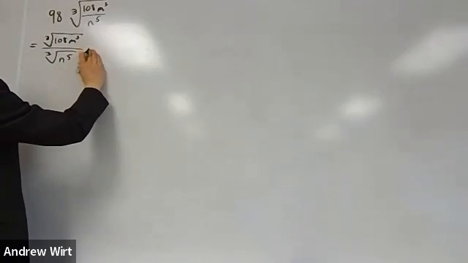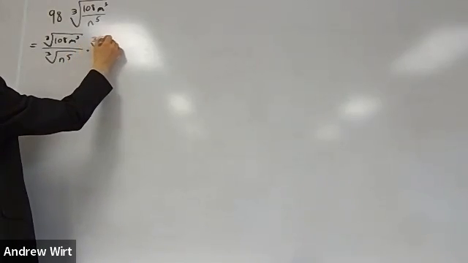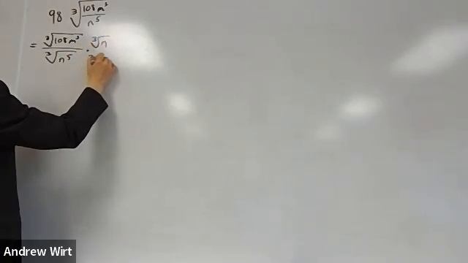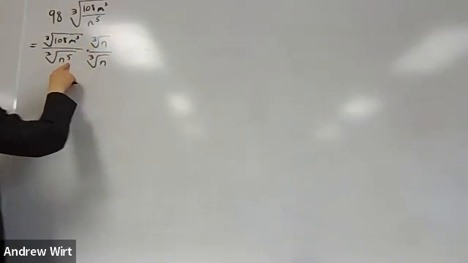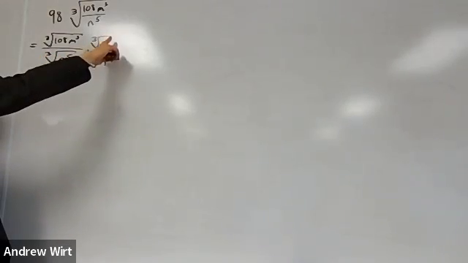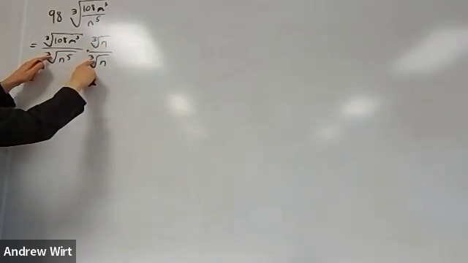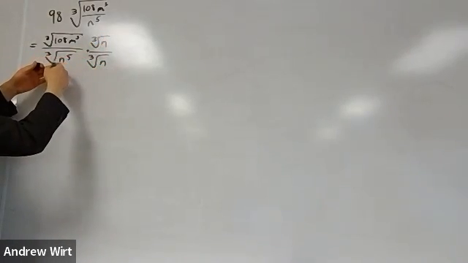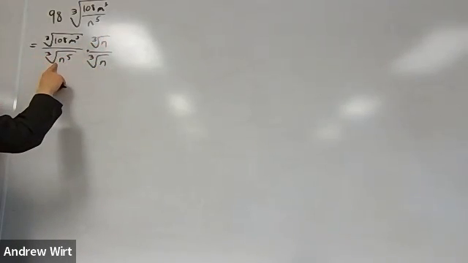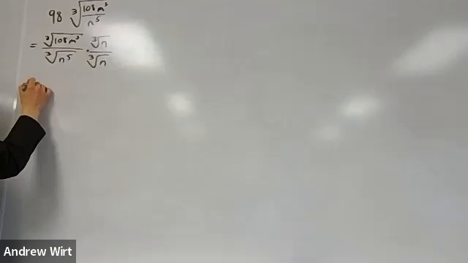Right now, I need to make this a multiple of 3. So I need one more n. So I'm going to multiply by the third root of n over the third root of n. That way we combine these two since we have the same index. Combine them, use the properties of exponents to get n to the 6th.